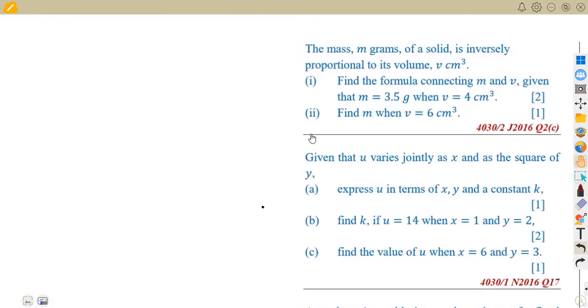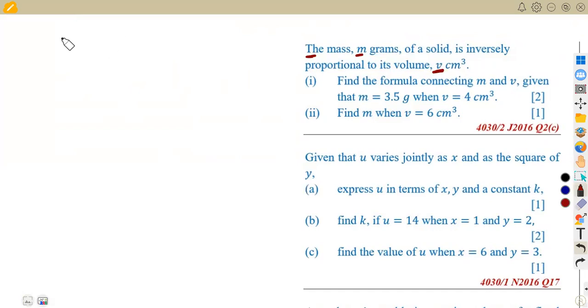So if we consider this question from the June 2016 paper, question number 2, we are given the mass, take note, the mass m grams of a solid is inversely proportional to its volume, which is given as V cubic centimeters. So we are talking about mass in grams, and the volume in cubic centimeters. We are simply given the letters in this case.